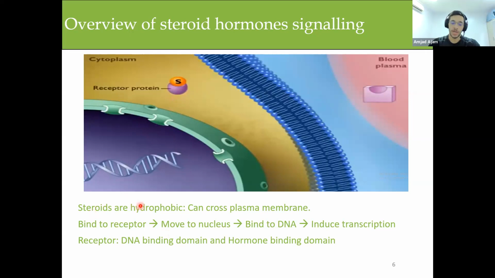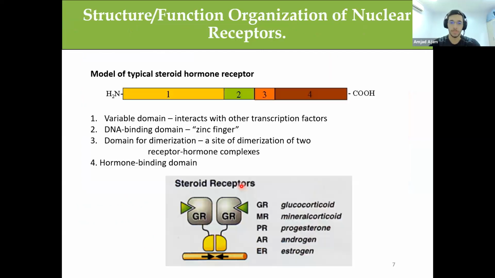So steroids are hydrophobic. They can cross the plasma membrane. Okay, they bind to the receptors. They move to the nucleus. They bind to the DNA, induce transcription. And you have to know the DNA binding domain and the hormone binding domain, which we will discuss. First of all, let's talk about the steroid hormone receptor. So this is the receptor. Remember that the receptors are proteins, so that's why we have an N-terminal here and a C-terminal.